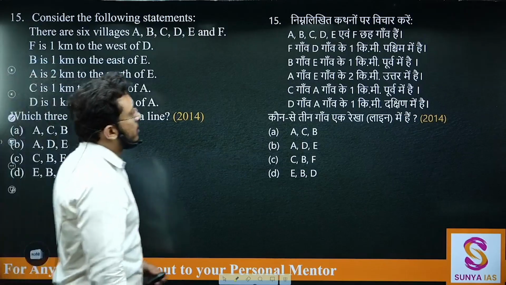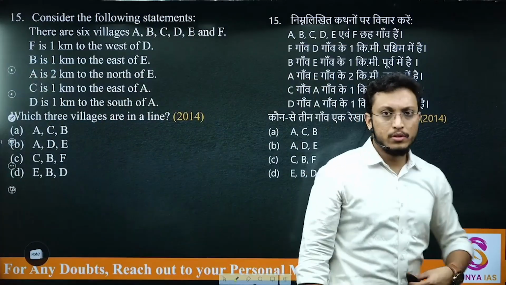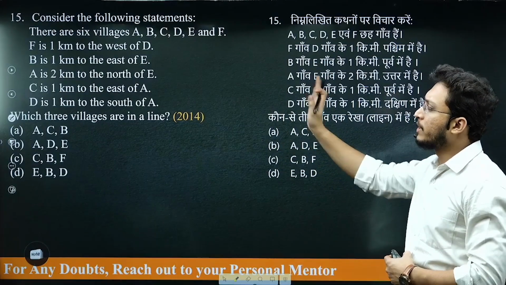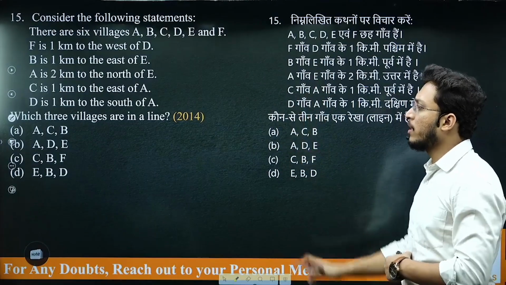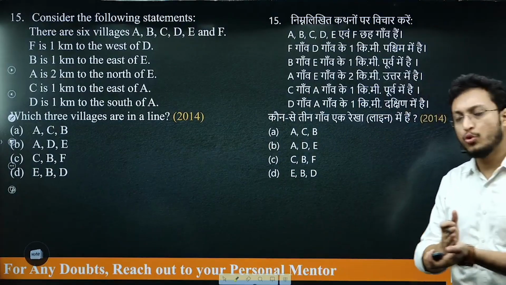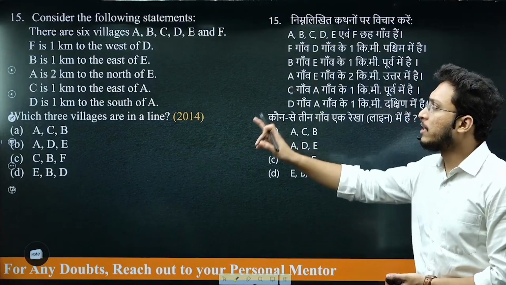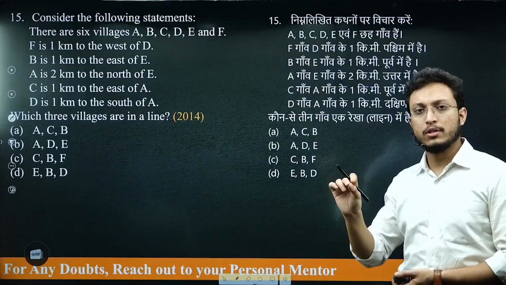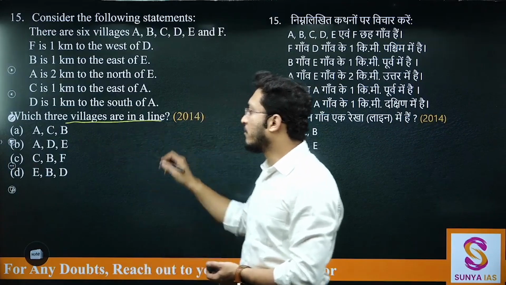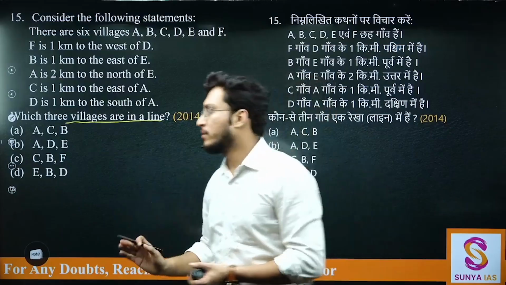There are 6 villages, अब 6 गांव दिए हैं। F is this many kilometers west of D, B is this many kilometers east of E, और ये सारा दिया हुआ है। Which 3 villages are in a line? Basically we are supposed to draw the map of all these. We just need to locate all this based on the distances given, and we just need to see which of the 3 villages are in a line there.